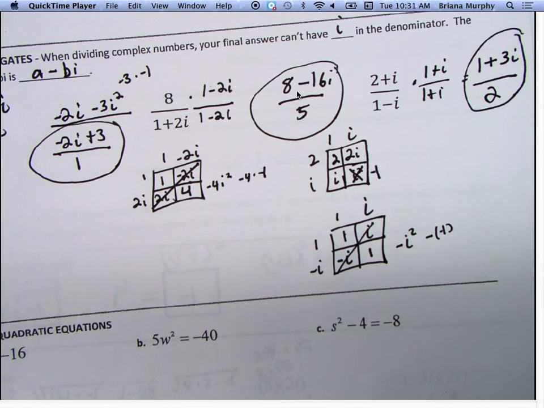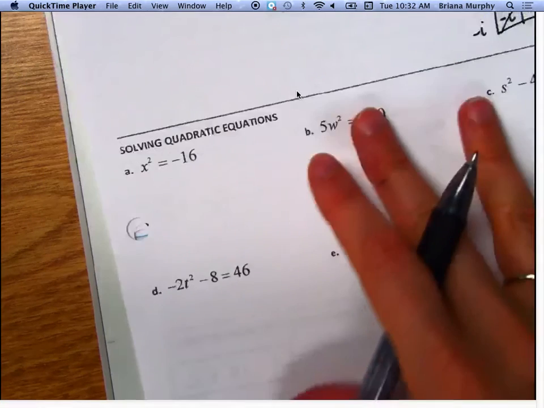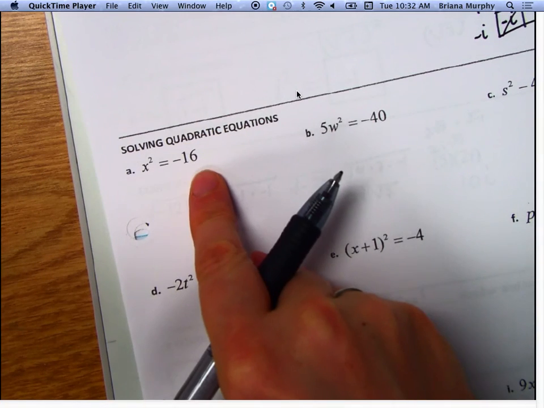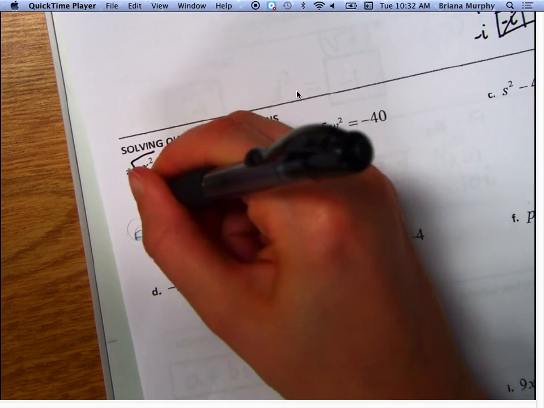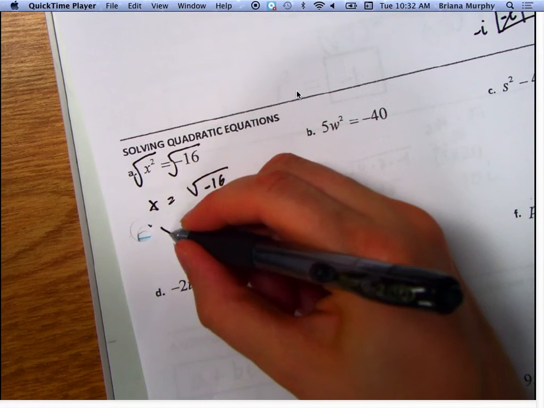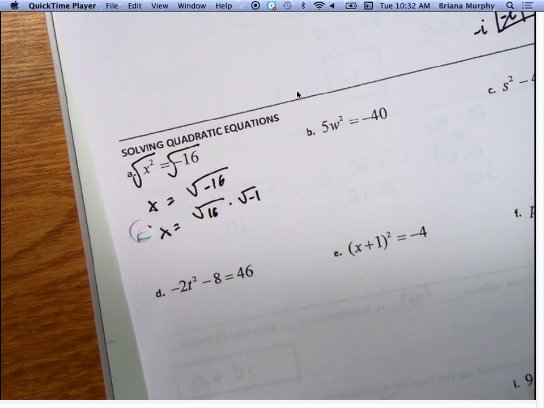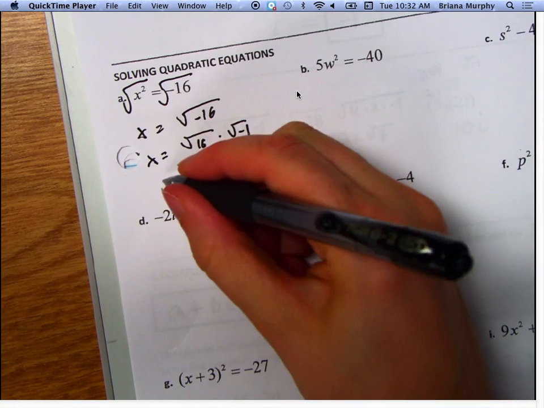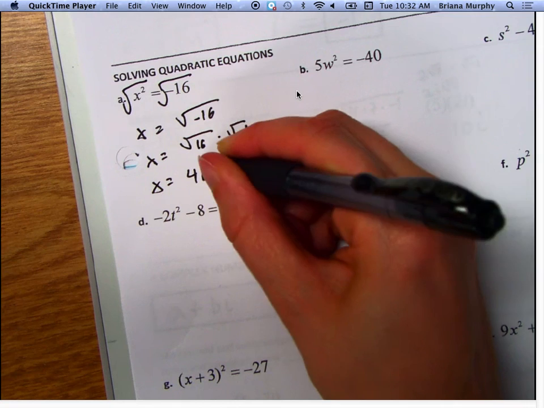Okay. I want to do one right here at the bottom, and then I'll do the rest tomorrow, okay? I just want you guys to get where this comes from, and you could totally try these. All right, I'm going to take the square root of both sides, right? So I get rid of x squared, and I get x equals the square root of negative 16. So that's x equals the square root of 16 times the square root of negative 1. What's the square root of 16? Okay. What's the square root of negative 1? i. That's it.